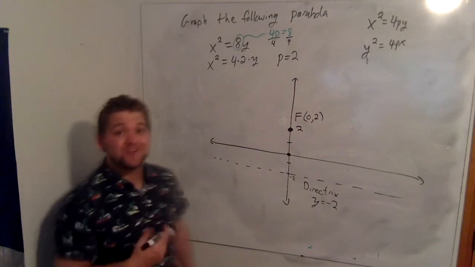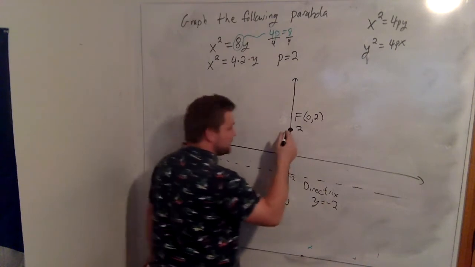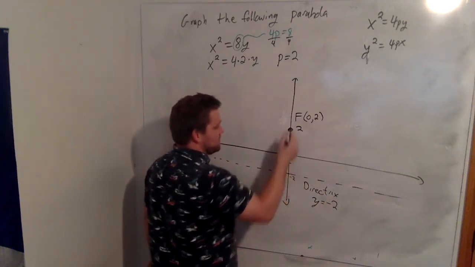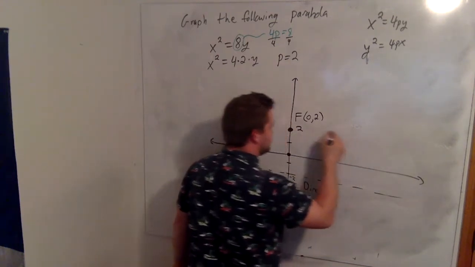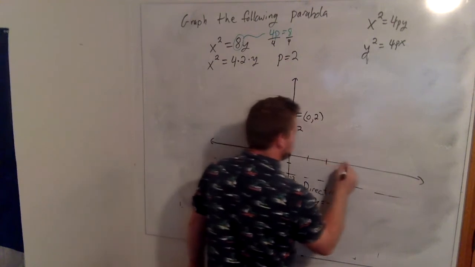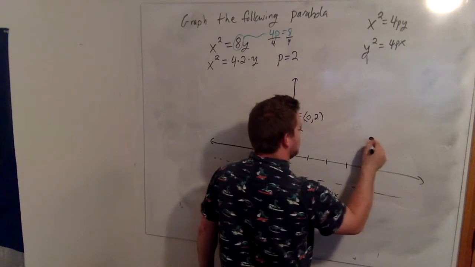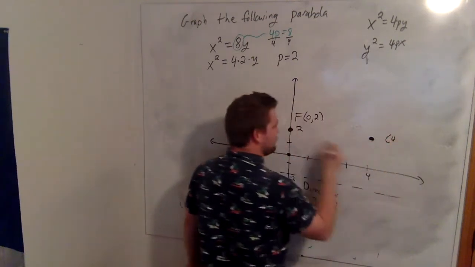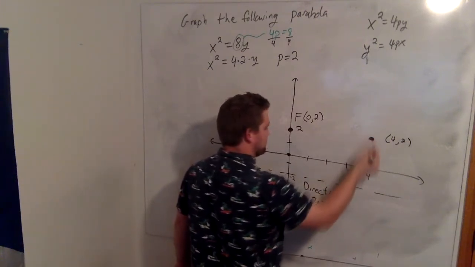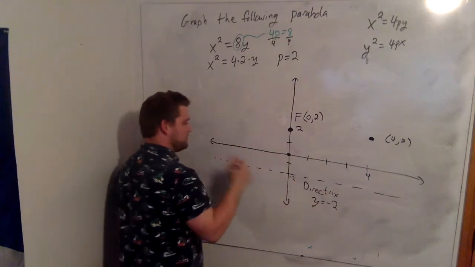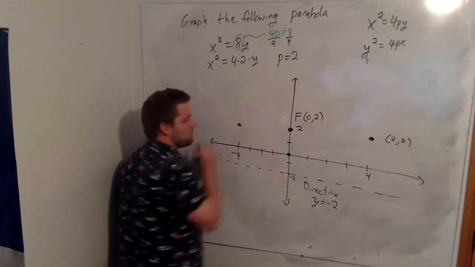Now I need 2 extra points to figure out how wide this parabola is, and that's when we're going to want to look at the focal diameter. If I go out, the distance from here to here is 2p, or 4. So we could go out this distance, 4. So 1, 2, 3, 4. I know that this point, (4, 2), will be on the parabola, because the distance from here to the focus is 4, and the distance from here to the directrix is 4. Now I'm just going to go to the other end. Here's -4. This will be another point on our parabola.